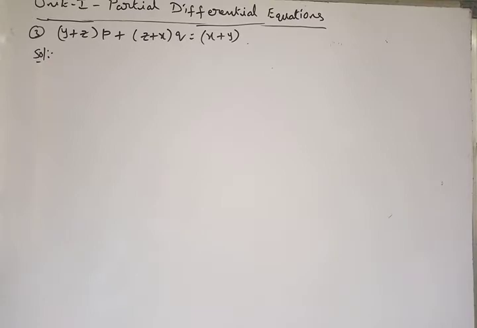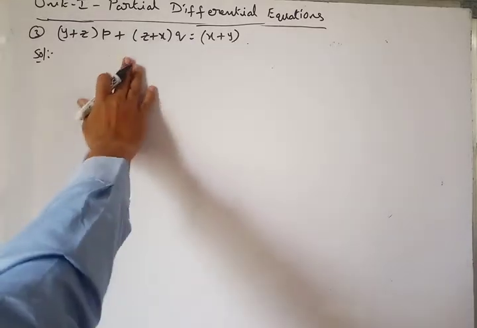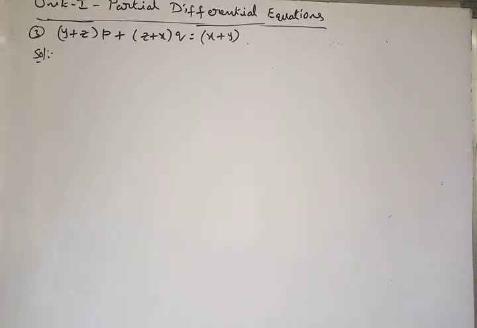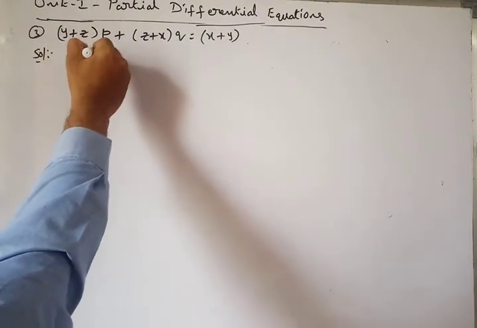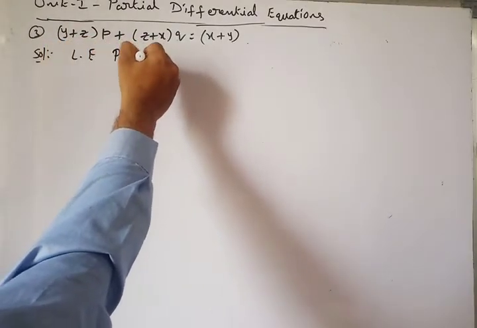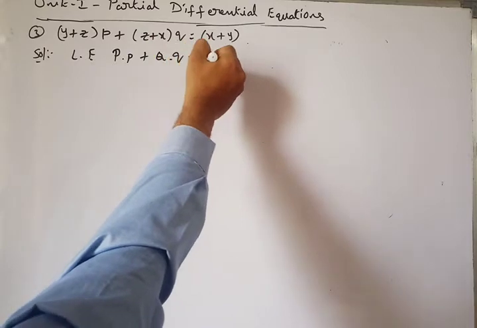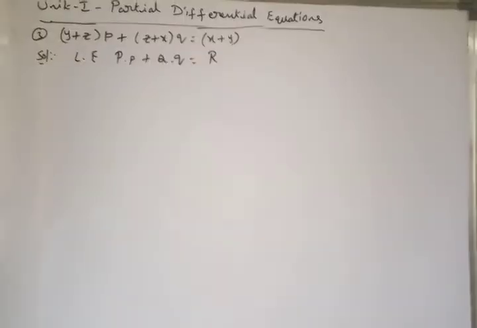Very important problem. Solve (y plus z) into p plus (z plus x) into q is equal to x plus y. Okay. So what we have to do here, first of all, compare the given equation with the Lagrange's equation. Correct. What is the Lagrange's equation here? Capital P into small p plus capital Q into small q is equal to capital R.